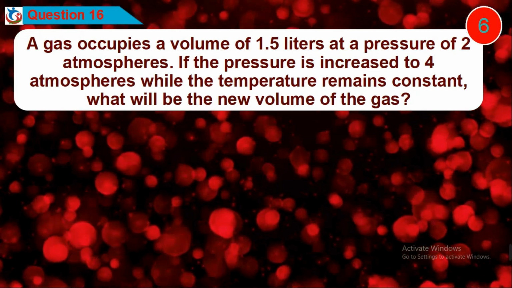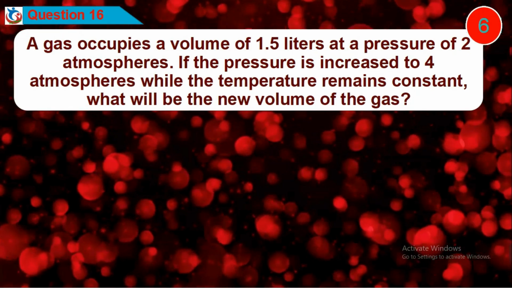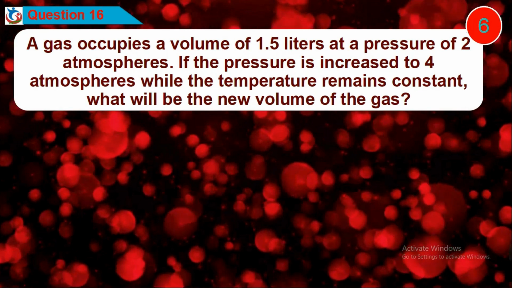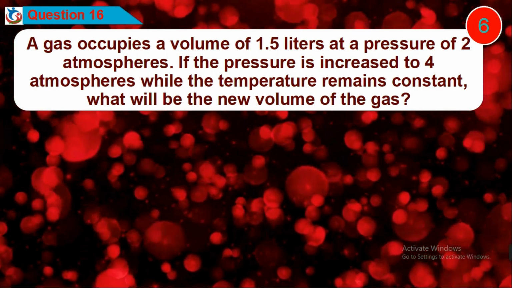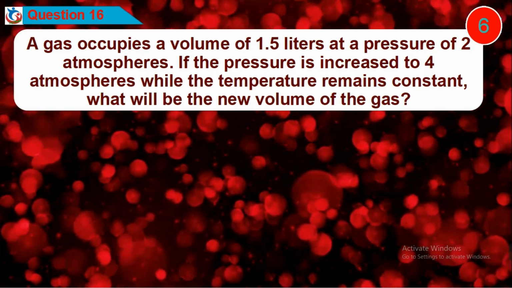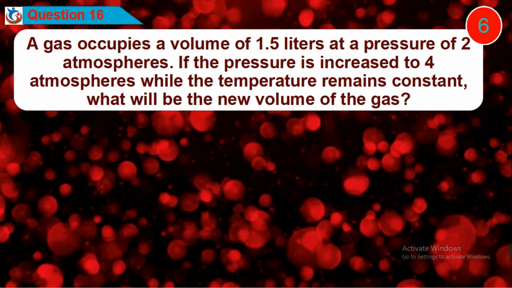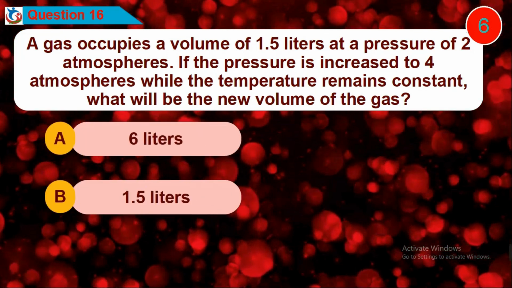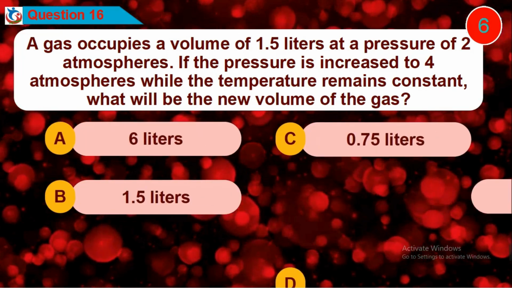Question 16. A gas occupies a volume of 1.5 liters at a pressure of 2 atmospheres. If the pressure is increased to 4 atmospheres while the temperature remains constant, what will be the new volume of the gas? Is it option A, B, C, or D?